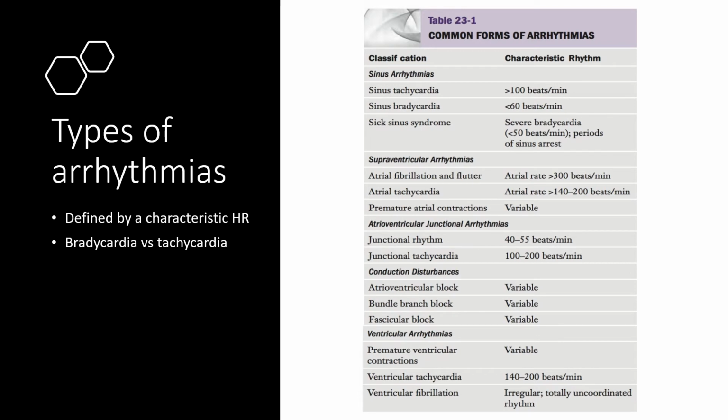So this slide should look very familiar to you all as well. The types of arrhythmias are going to be defined by their particular characteristic heart rate that they induce. So you should all know the differences between bradycardia versus tachycardia at this point. Tachycardia is indicated by a heart rate of more than 100 beats per minute, and sinus bradycardia is indicated by less than 60 beats per minute.